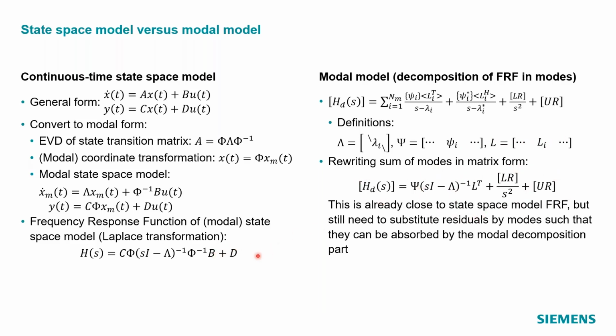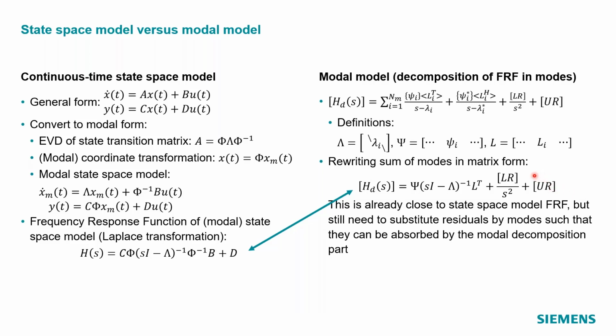If you compare now both forms, you see that a large part of the job is already done. This C times phi matrix, that's just our mode shapes. The phi minus 1 times B matrix, that's our participation factors. Our poles are identical here. We just have here a bit of troublesome terms, the lower and the upper residuals. And they are quite important to include.